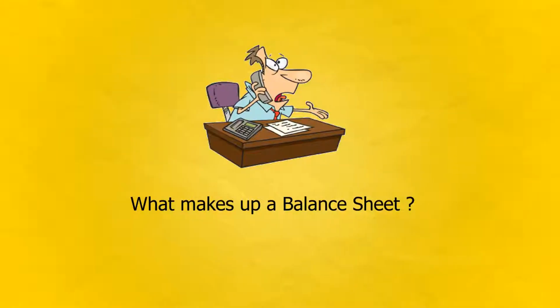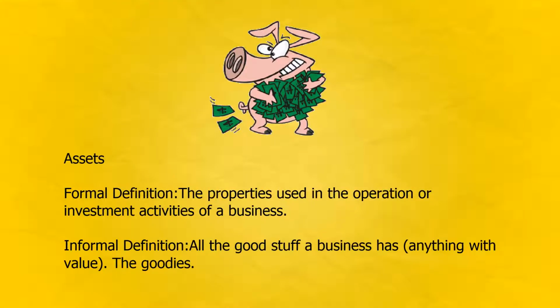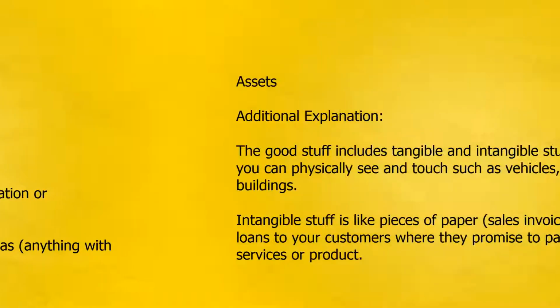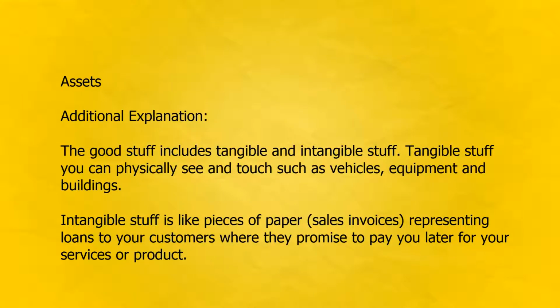What makes up a balance sheet? Assets. Formal definition: the properties used in the operation or investment activities of a business. Informal definition: all the good stuff a business has, anything with value. The goodies. Assets. Additional explanation: the good stuff includes tangible and intangible stuff.